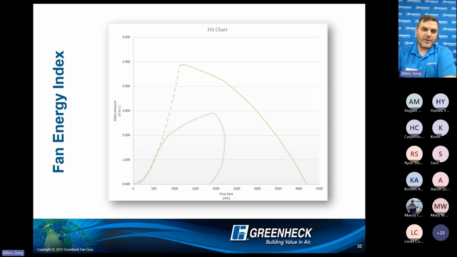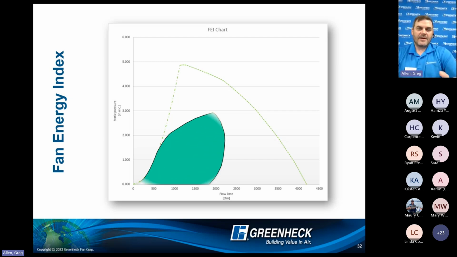All right, another view of a fan energy index. The green dashed line represents this fan that I picked as an example, its entire range of capability. It could move almost 4,200 CFM and up to about 4.8 inches of static pressure. This is all the different points it could operate.